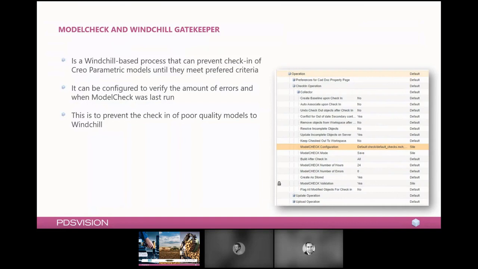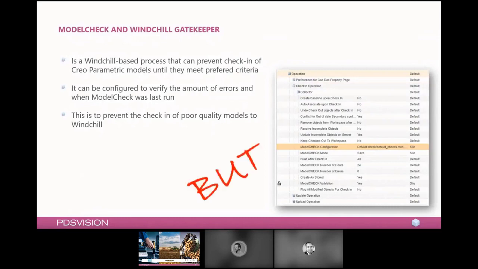It can be configured to verify the amount of errors and when ModelCheck was last run, for instance. So you can go into your preference of your site and you can enable this, basically. So an example could be that we should have no errors within the last 24 hours. So we need to perform a check during the last 24 hours, and it should show no errors, and then we are able to check this in.